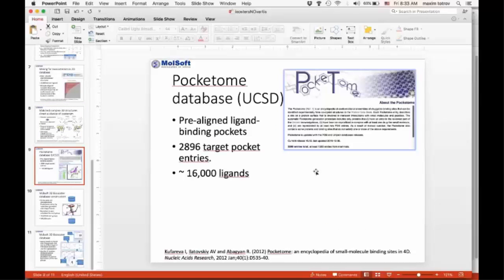Another challenge to generate the database from 3D is that the PDB just has a collection of individual structures that are not bunched together according to the receptor, and certainly they're not aligned to superimpose the pocket. But Rubin's database at UCSD actually affords just that. They systematically collected pocket families for different targets, and now it has almost 3,000 targets, pockets, and about 16,000 ligands.